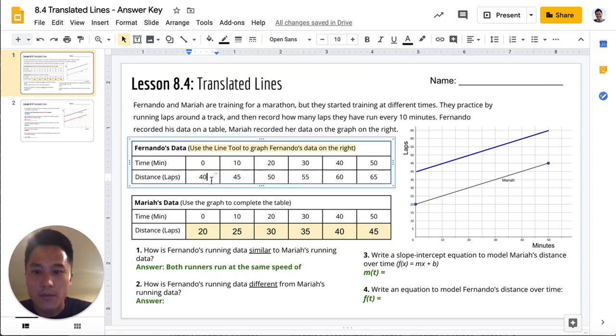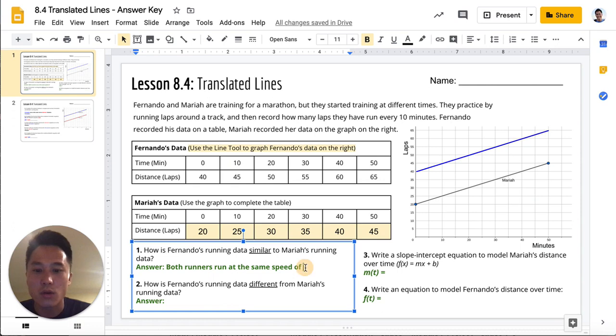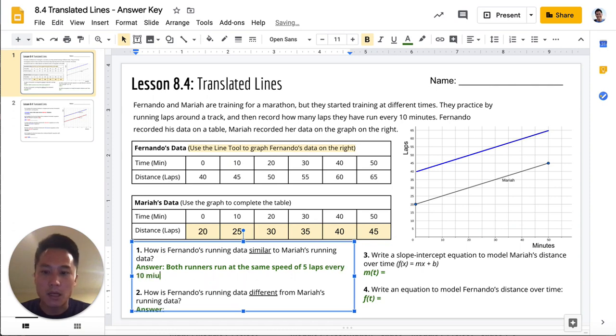And I can even be more specific here and say what that speed is. Fernando, every 10 minutes, runs 5 more laps. Mariah, every 10 minutes, also runs 5 more laps. So both runners run at the same speed of 5 laps every 10 minutes. You can even simplify that. If I divide both those numbers by 5, I get 1 lap every 2 minutes.